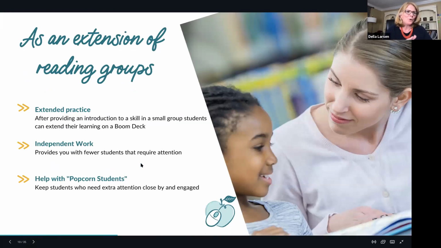So let's talk about what exactly you can do with Boom in your classroom. When I started, I really started using Boom as an extension of my reading groups. So I would call up my students and I would provide a lesson, introduce a skill, read a story. I would have maybe 3, 4, 5 kids, and I would provide that lesson, just a traditional guided reading group. But then I took that group of kids and I put them at a table right next to me. And I called that the double dip table.